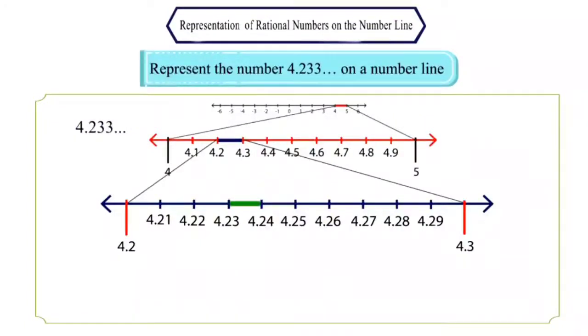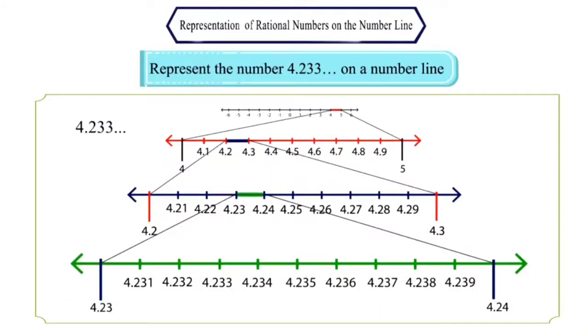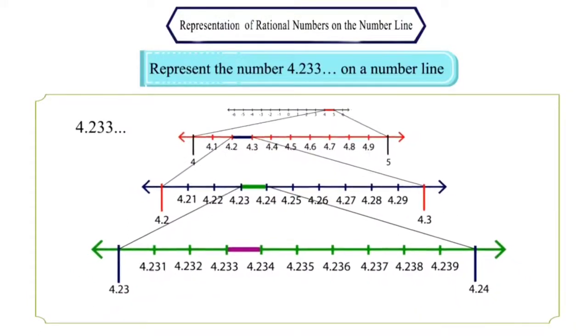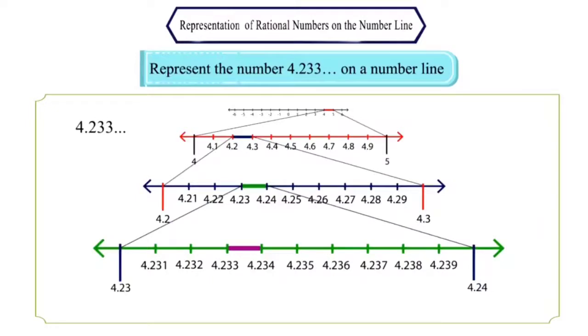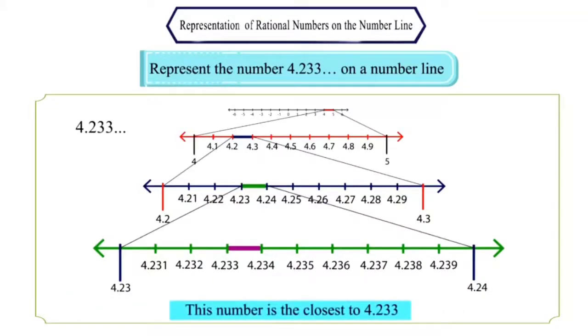Friends, to get a more accurate visualization of the representation, we will further divide the range 4.23 and 4.24 into 10 equal parts. So the given number lies between 4.233 and 4.234. If we notice the process, as we are moving ahead and dividing the parts, we are getting closer to the given number.